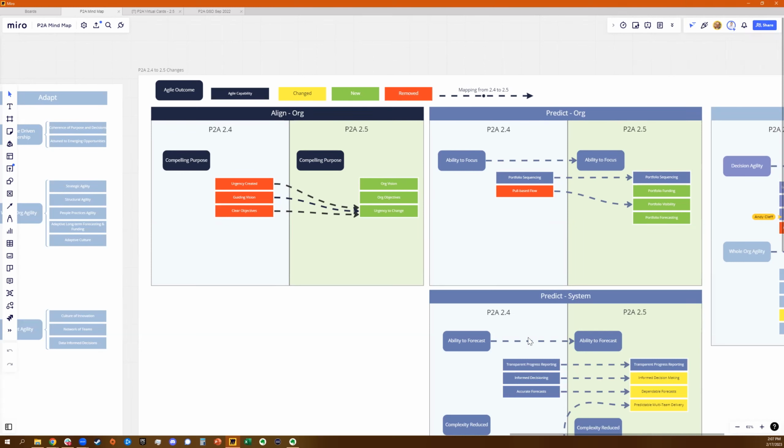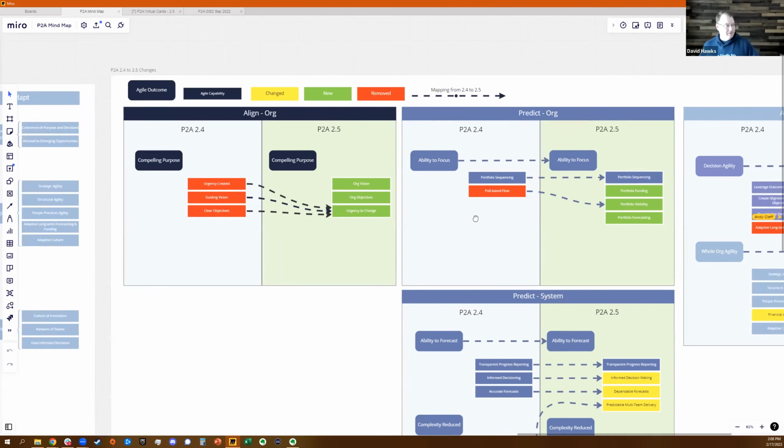So what ended up happening is we decided to keep compelling purpose as the agile outcome, but take the three capabilities that were specific to change and make those one. So urgency created, guiding vision, clear objectives: those three capabilities are now urgency to change. They're just one capability around urgency to change. So compelling purpose for change is really now the capability, when it was the whole agile outcome before. But then we've expanded compelling purpose to include organizational vision and organizational objectives.